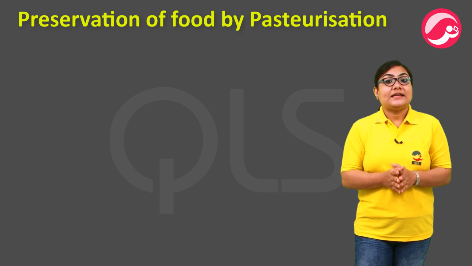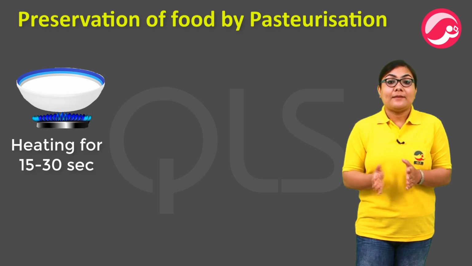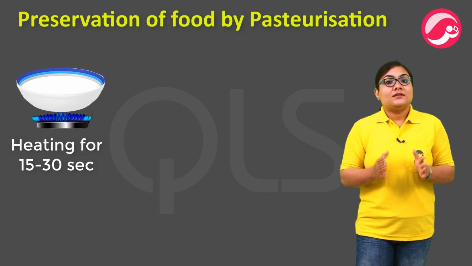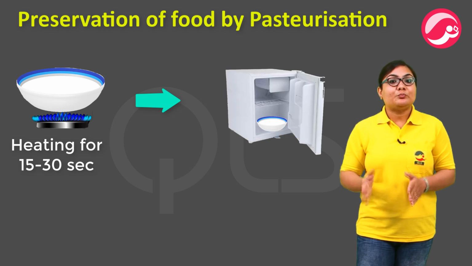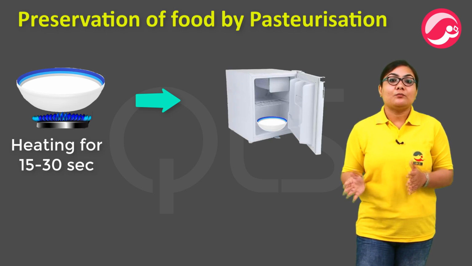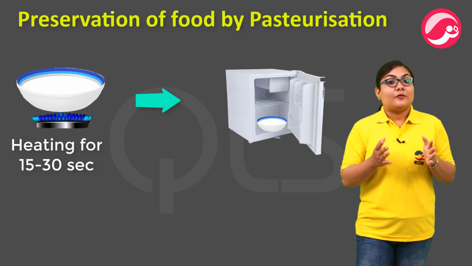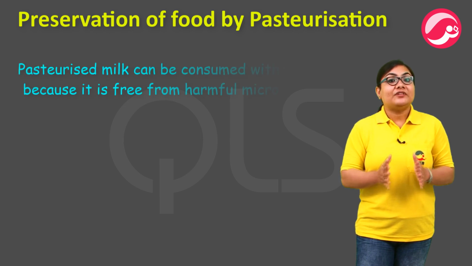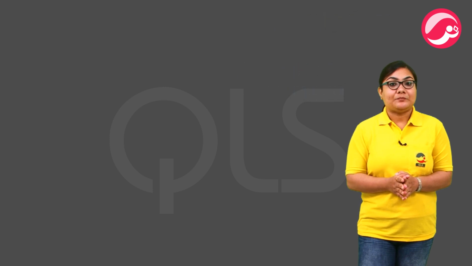First, the milk is heated for about 15 to 30 seconds to kill most of the bacteria present in it. This hot milk is then cooled very quickly to a very low temperature to prevent any remaining bacteria from growing further. And then milk is stored in cold. The pasteurized milk can be consumed without boiling because it is free from harmful microorganisms.